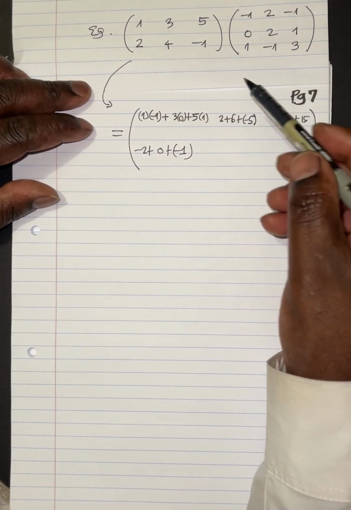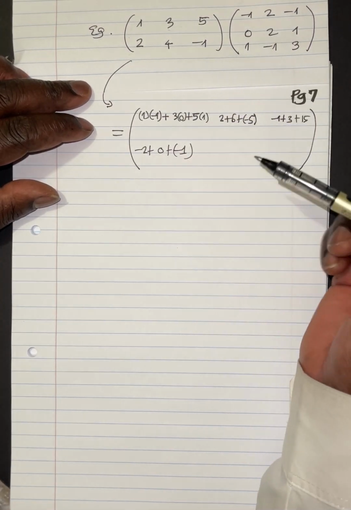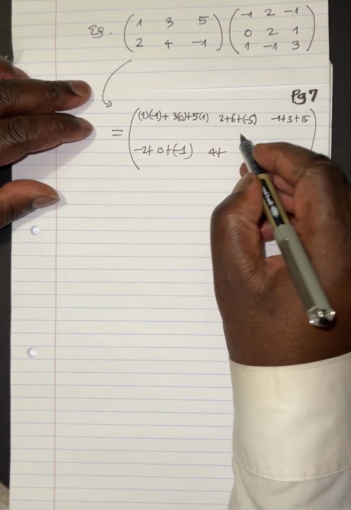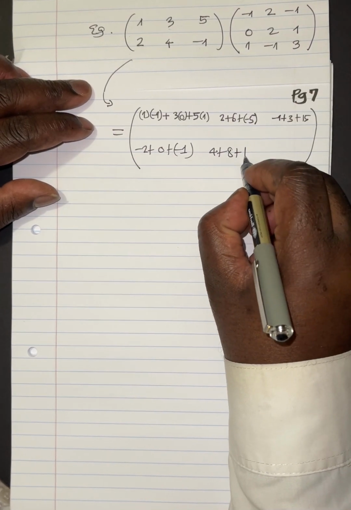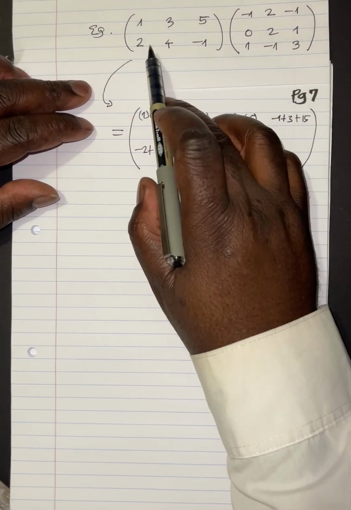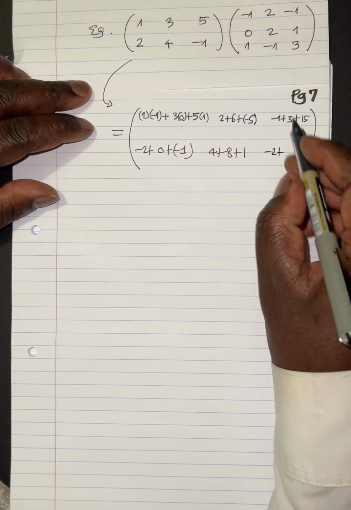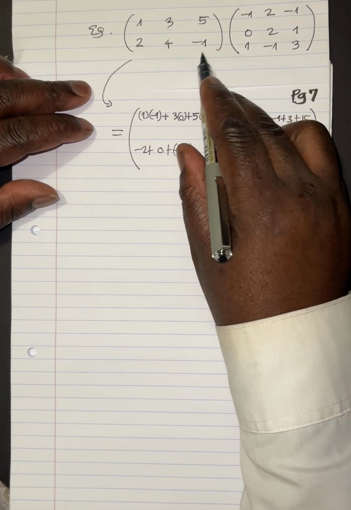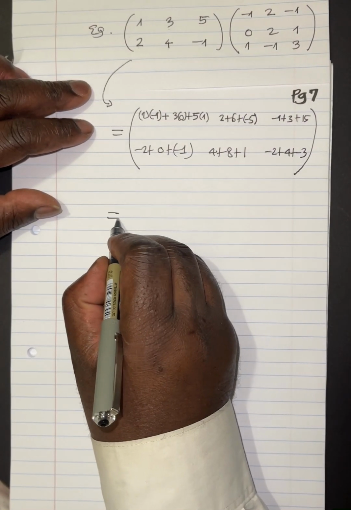Now I'm moving on to the second place. What am I going to say? 2 times 2 is 4 plus 4 times 2 is 8 plus -1 times -1 is 1. And then I'm on the last space there. It's going to be 2 times -1 is -2 plus 4 times 1 is 4 plus -1 times 3 is -3. And then all I have to do is simplify this.